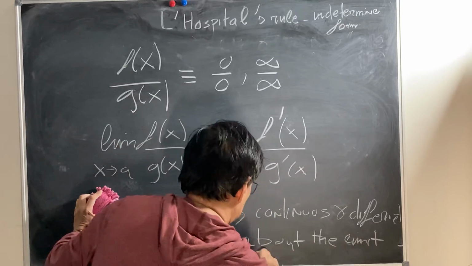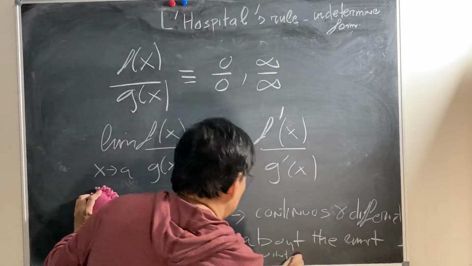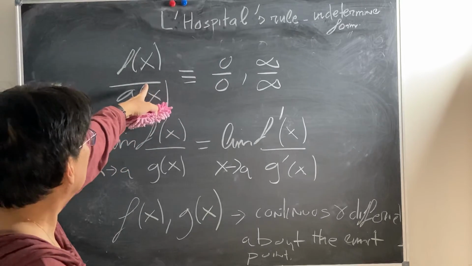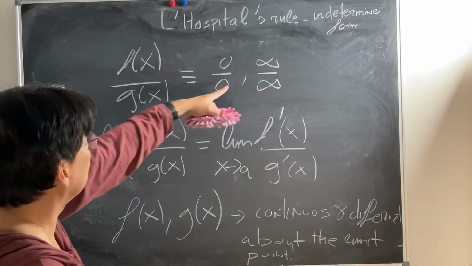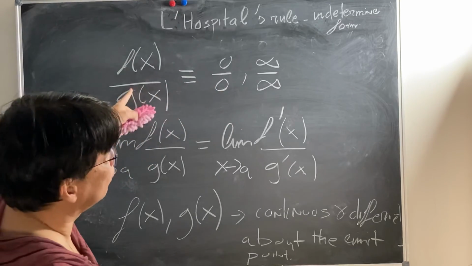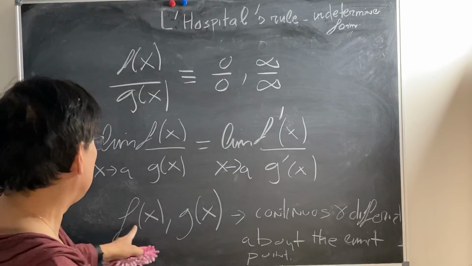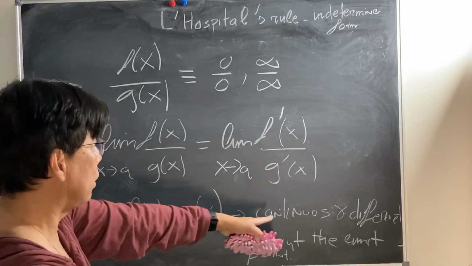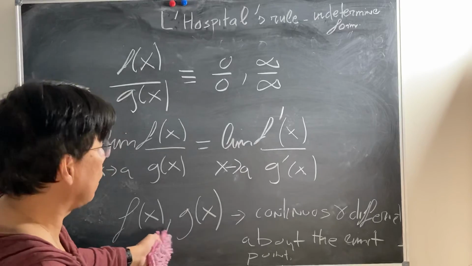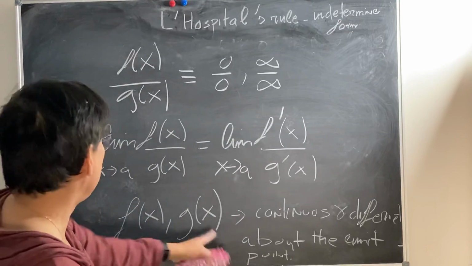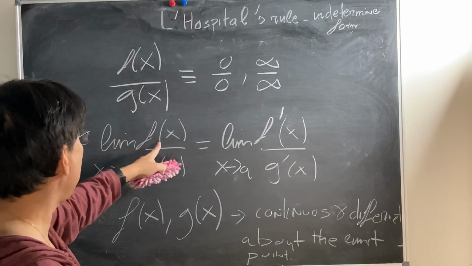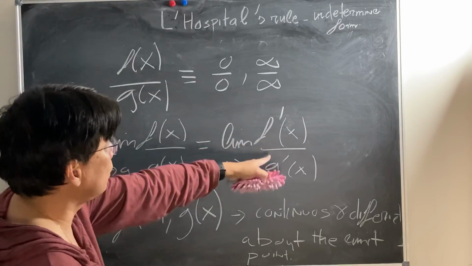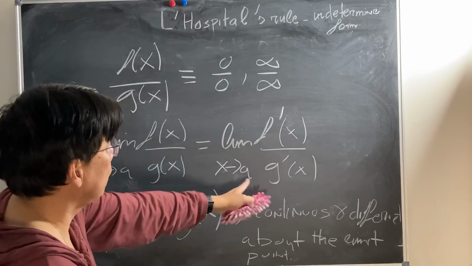Then we can apply L'Hopital's rule. First of all, they must have the indeterminate form, and the second, they must be continuous and differentiable. I mean they can take derivatives about the limit point. Then the limit of f(x) over g(x) as x goes to a will be equal to the limit of f prime x over g prime x as x goes to a.